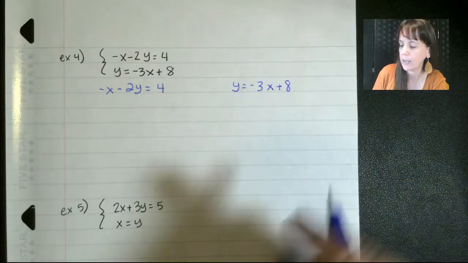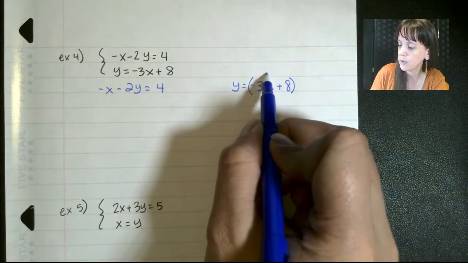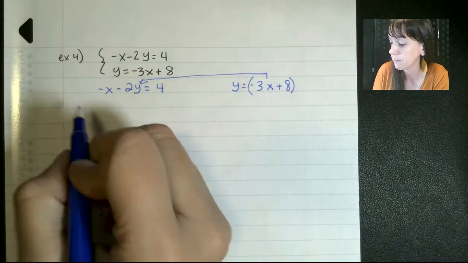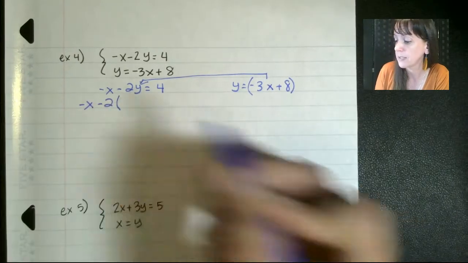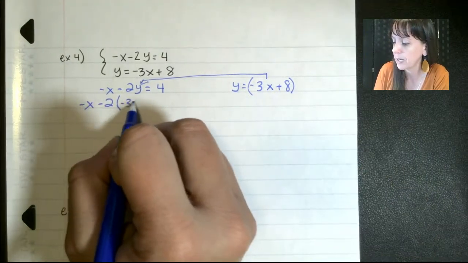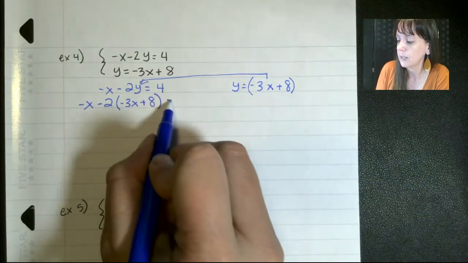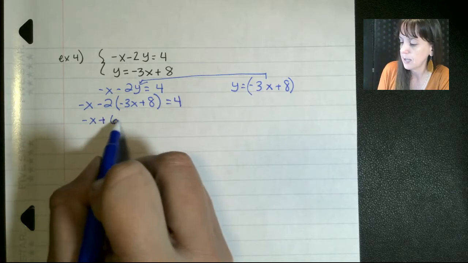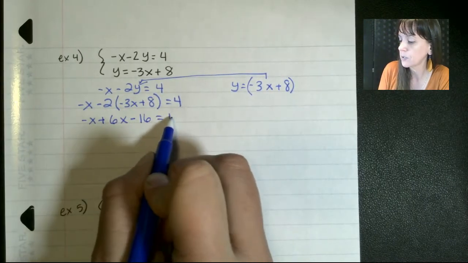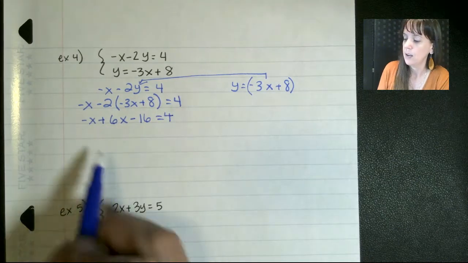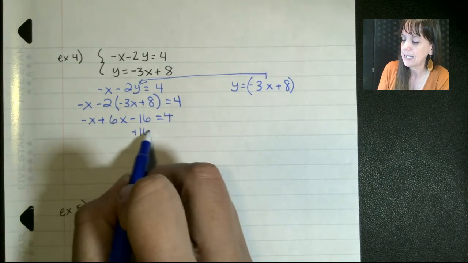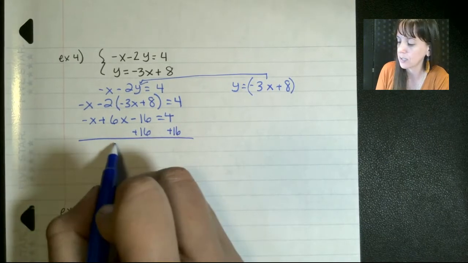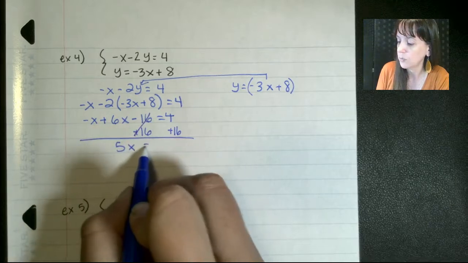Okay, so in this case, y equals all this garbage here. We're going to take that and put it in for that y right there. Negative x minus 2, and instead of y, I'm going to do all this: negative 3x plus 8. Close that, equals 4. Okay, so negative x plus 6x minus 16 equals 4. So I can add 16 to both sides, and at the same time, I'm going to do negative x and 6x. So that's going to be 5x equals 20.